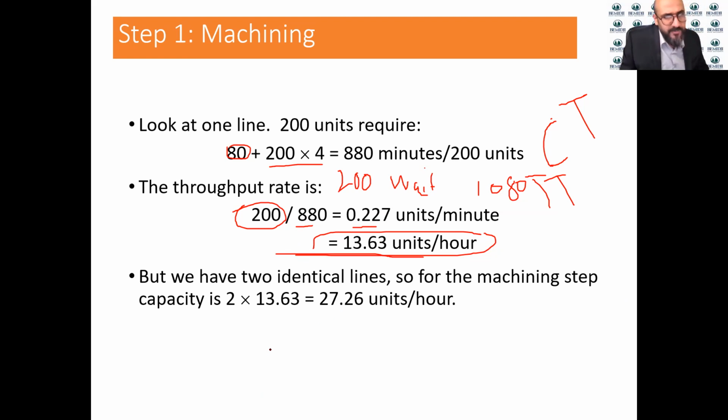Since we already have two lines, and this is only for one line, what would be the capacity if we have two lines? 2 times 13.63 gives you 27 units per hour for the two lines. So this is for the machining. We know that we can produce 27 units per hour. If we're working in a shift of 8 hours, you multiply this by 8, and you will find out the capacity per shift, if you need it.